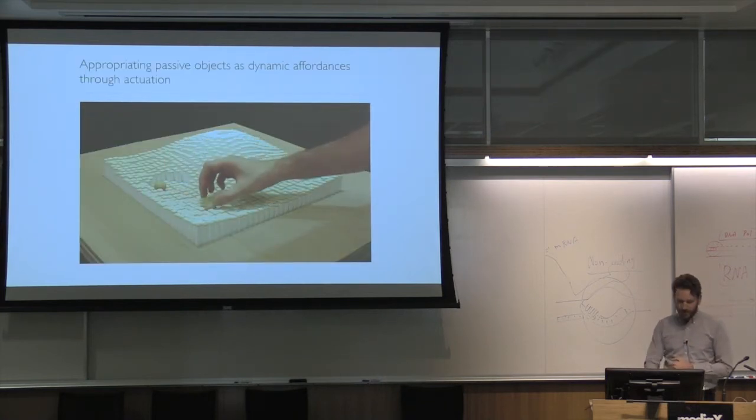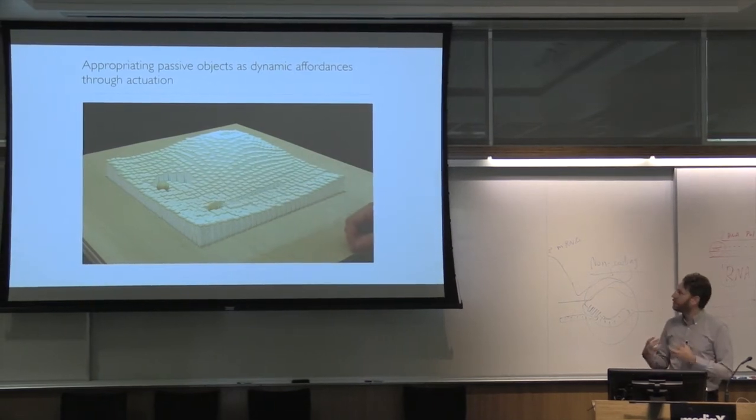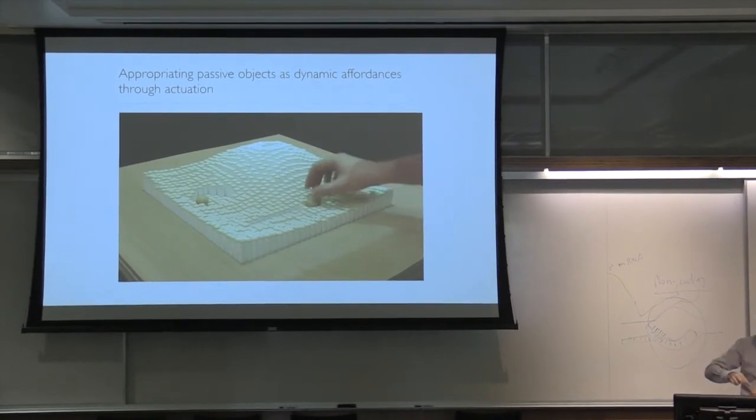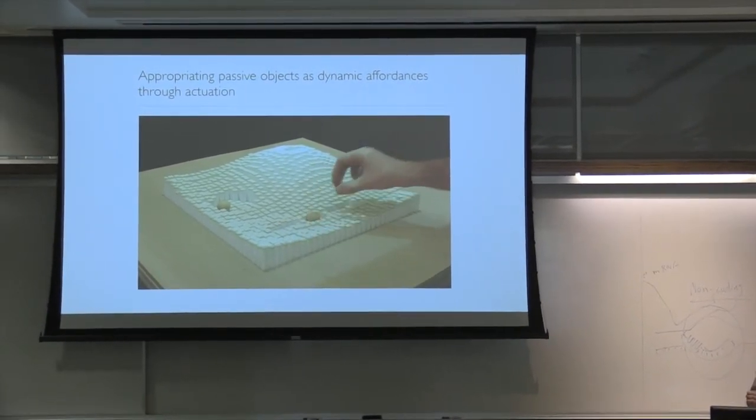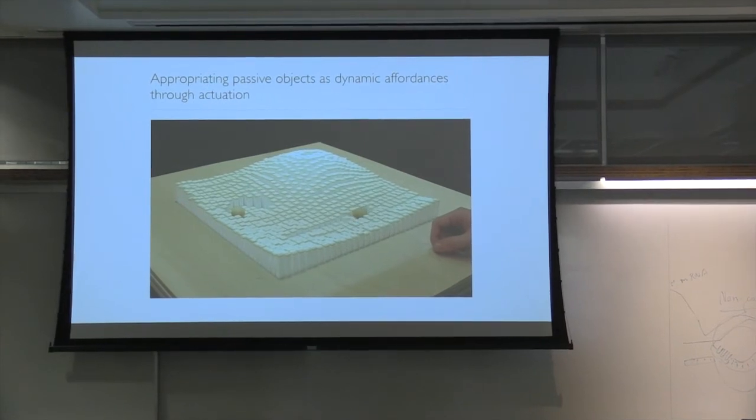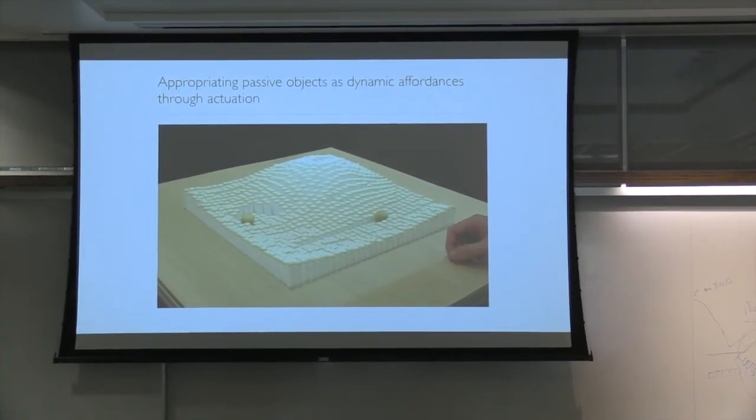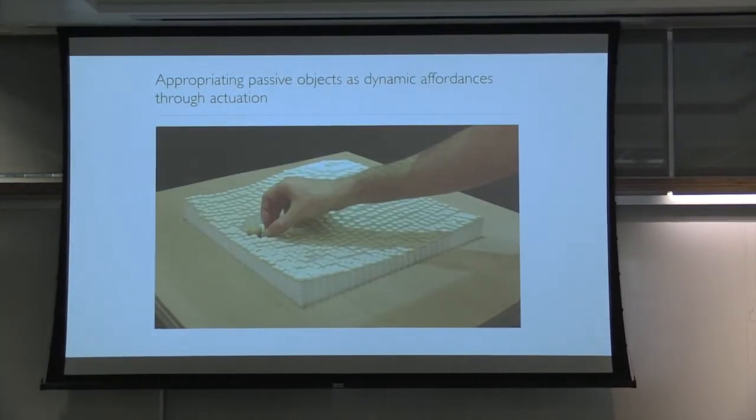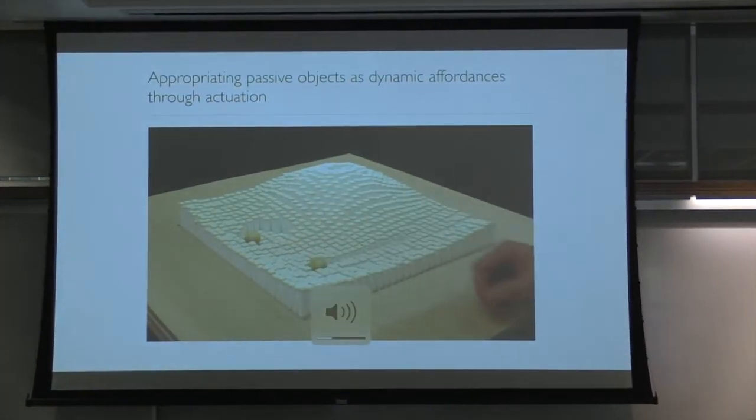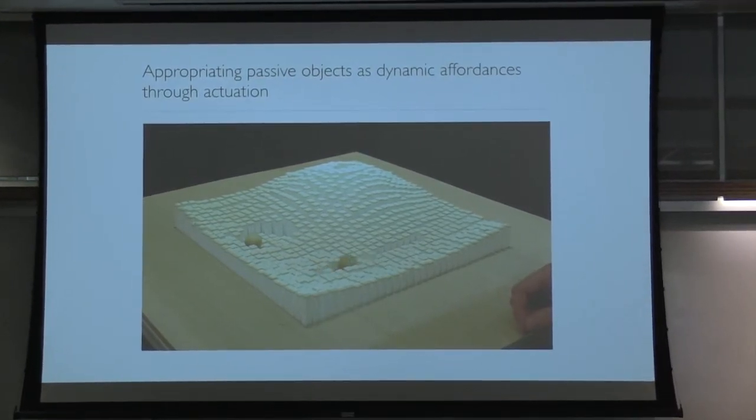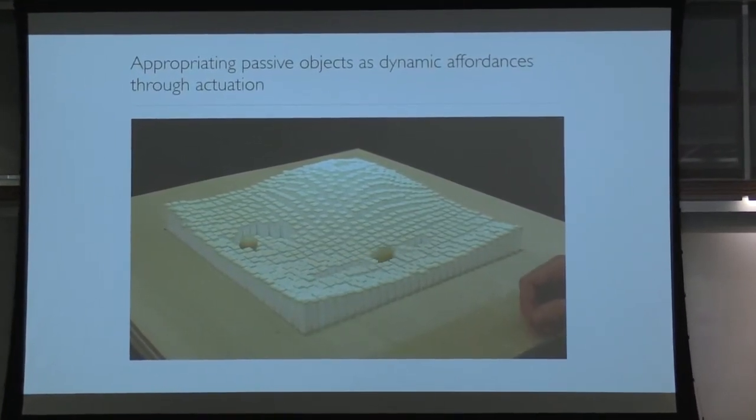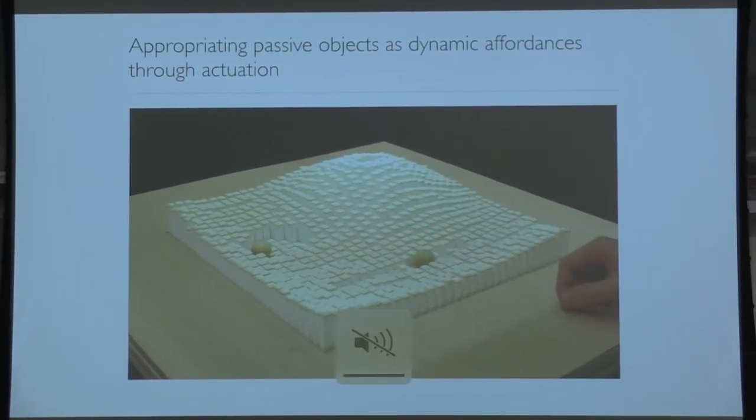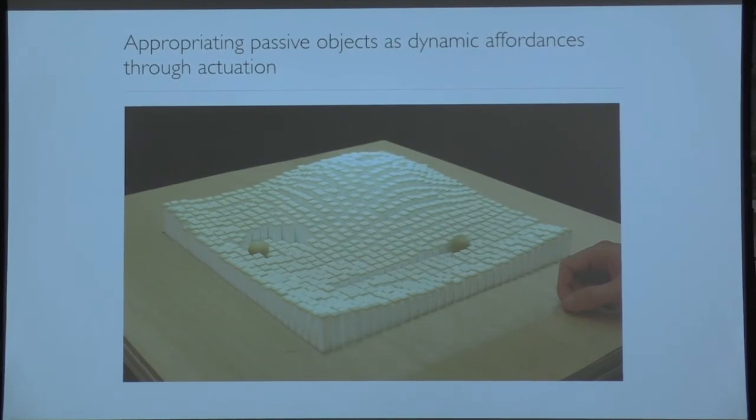So the other thing we can do is appropriate passive objects as dynamic affordances. For example, we can have a physical object, and we can use the display to move those objects as well, and now make them physical. So for example, in this case, I'll just play this again. You have sort of a scroll bar or a playback bar. As you push this marble in here, it gets moved along as it's playing back audio, but I neglected to plug in the audio.